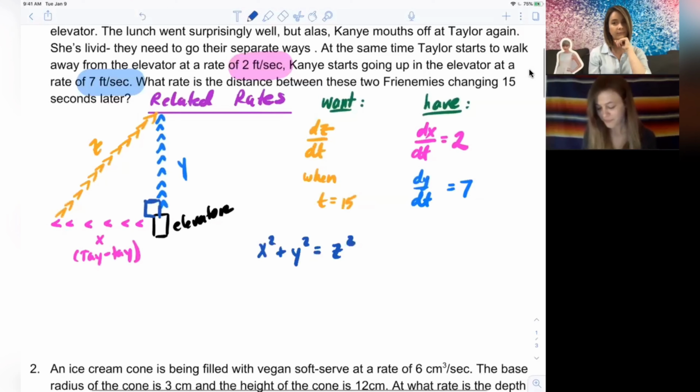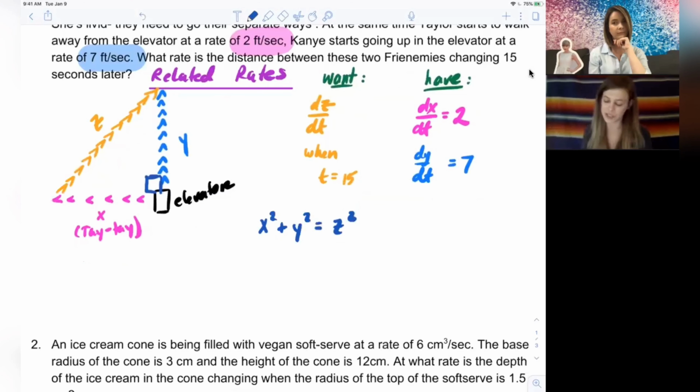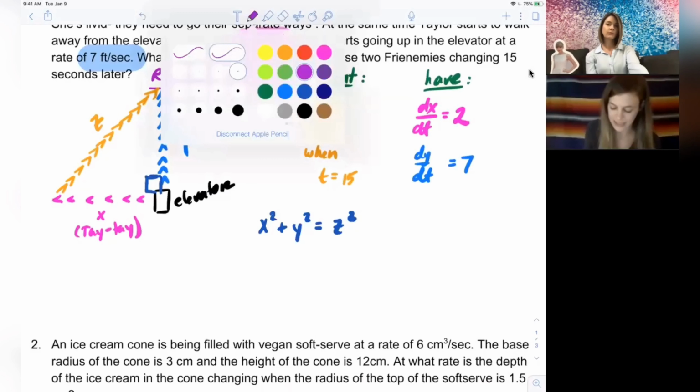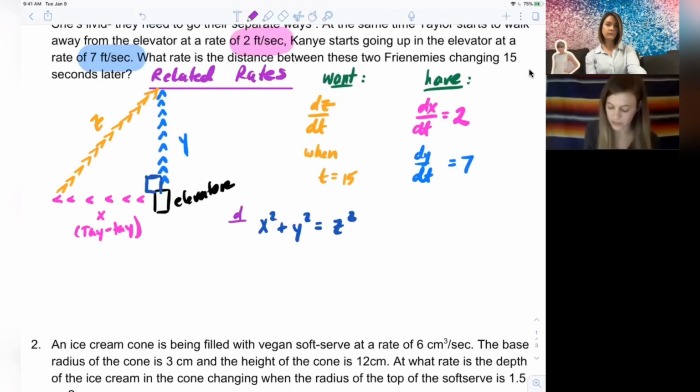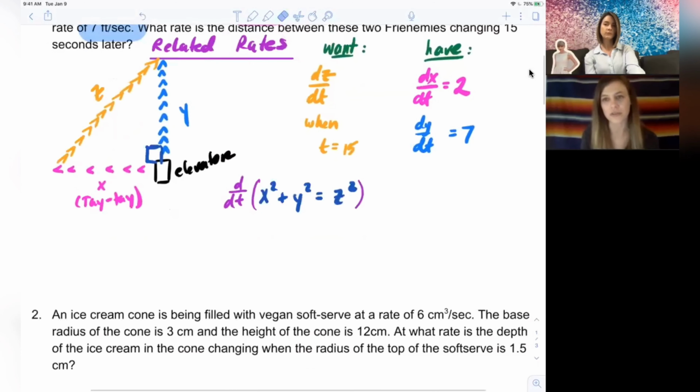Okay. So now what do we have here? We have dx/dt, dy/dt, dz/dt. We're going to need to take the derivative of this equation with respect to t. So we're taking the derivative of both sides, the whole thing, with respect to t. So this is implicit differentiation, right? We're taking the derivative with respect to time.